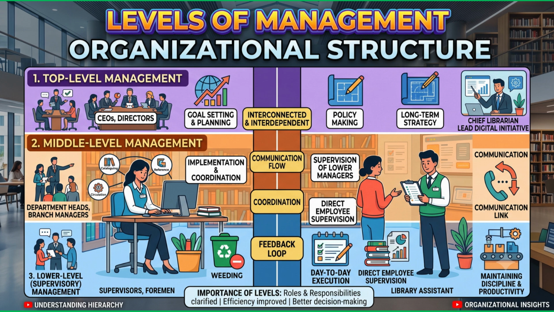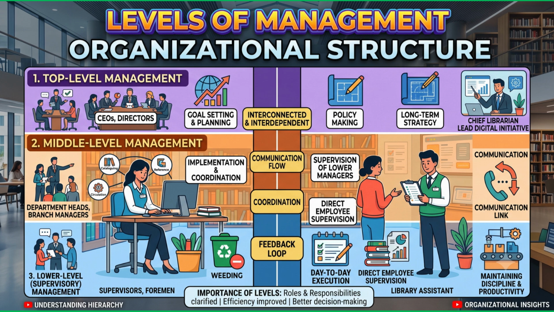For example, in a library, a department head may manage cataloging, circulation, or reference services and ensure that staff follow established procedures. Functions of middle-level management. They play a crucial role in organizing and directing activities. They assign tasks, monitor performance, and provide feedback to top management. They also act as a communication channel, conveying information between different levels of the organization.